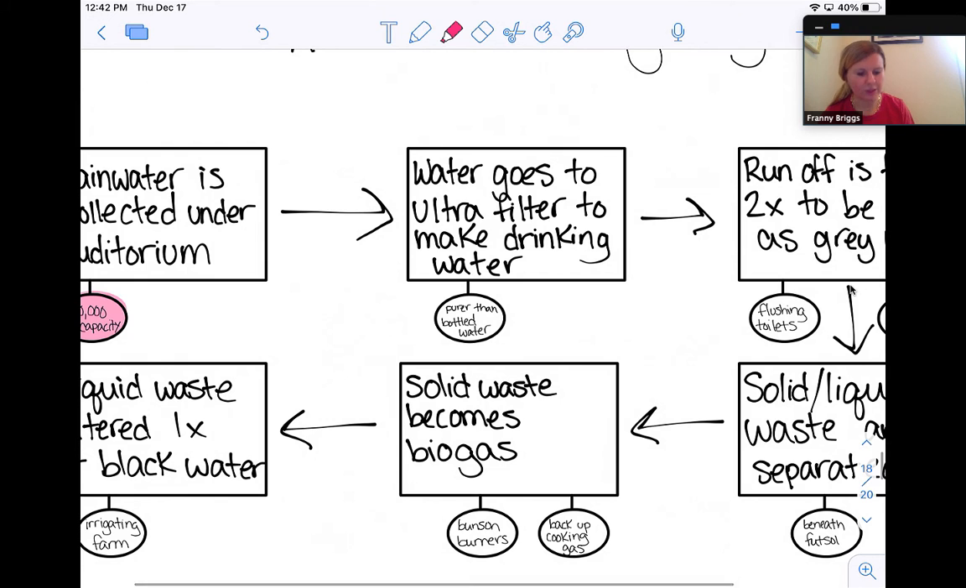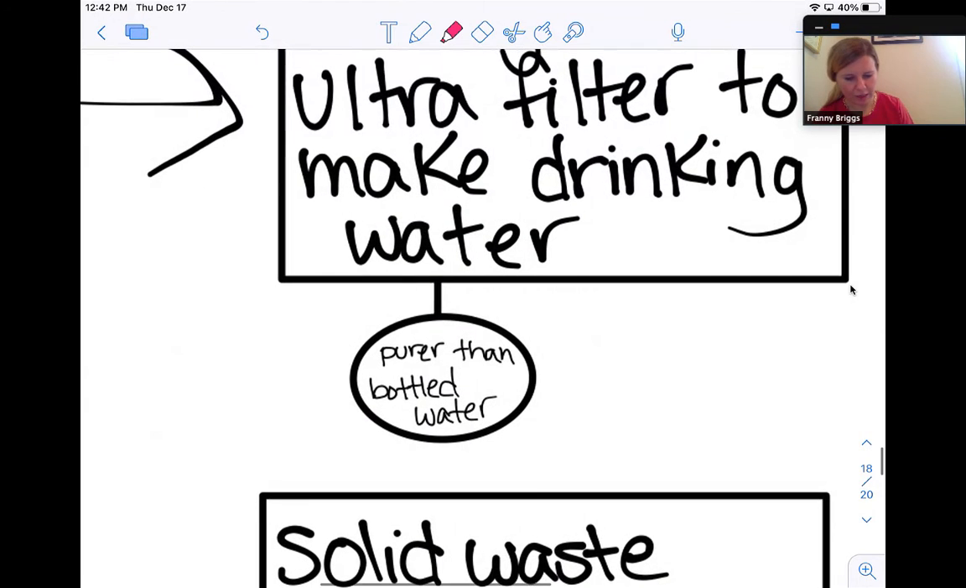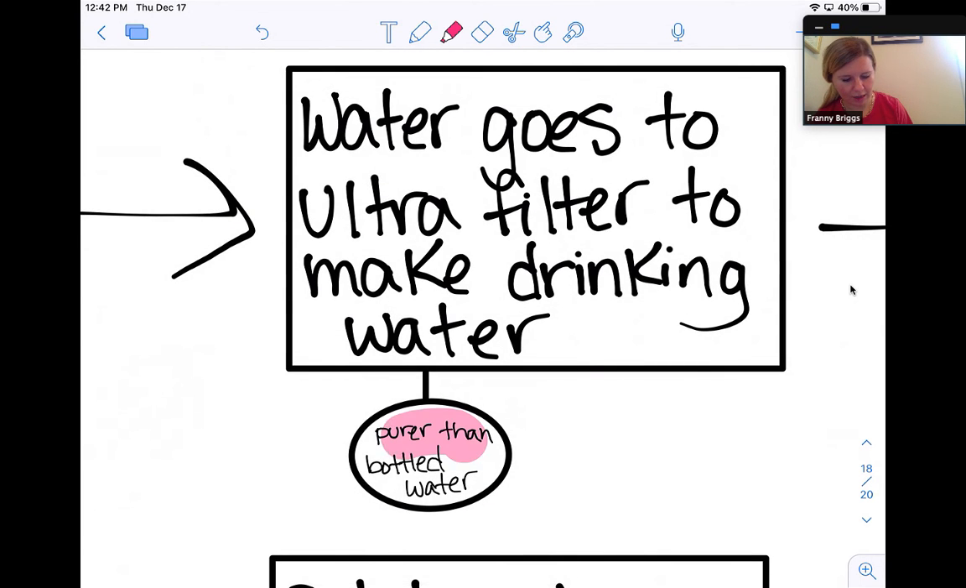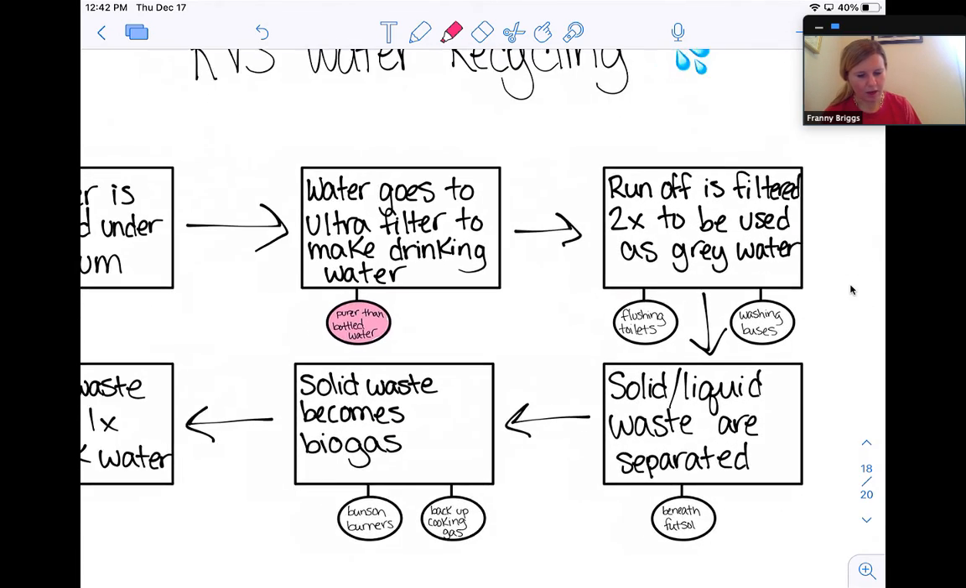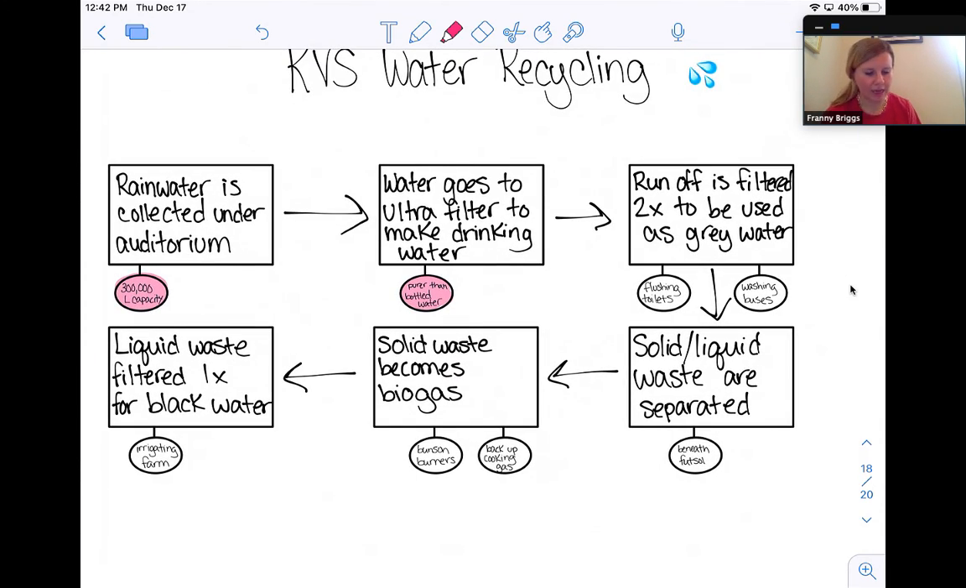Then the water goes to the ultrafilter to make drinking water. There's a little note here that our drinking water on campus is more pure than bottled water. Again, not something that's super important we need to put in the events box, but it's a good thing to remember. Runoff from drinking water and washing hands is filtered 2 times to be used as gray water. And then here I put the uses of gray water, which are flushing toilets and washing buses.